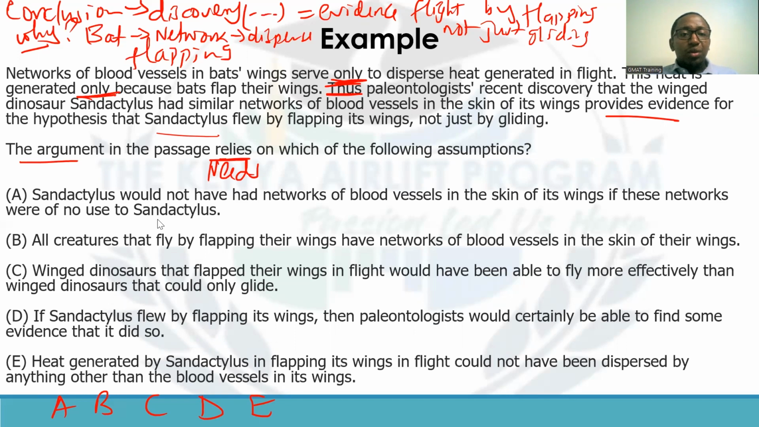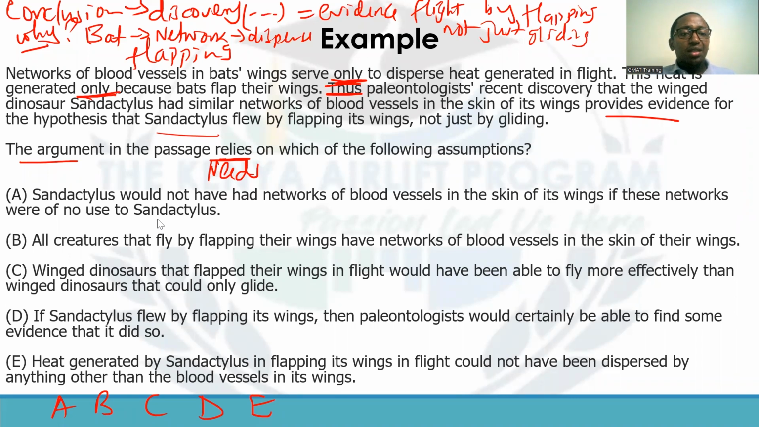So we can move on to answer choice A. Sandactylus would not have had networks of blood vessels in the skin of its wings if these wings were of no use to the dinosaur. So what option A is saying is that there is no way that this dinosaur would have this network of blood vessels if it was of no use. So is this needed for the conclusion to work?